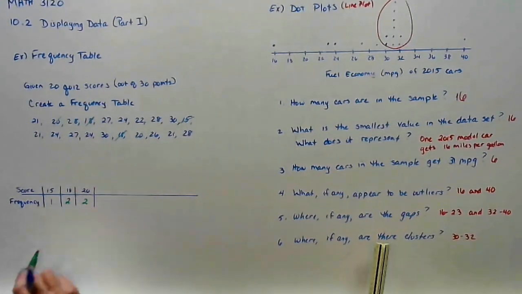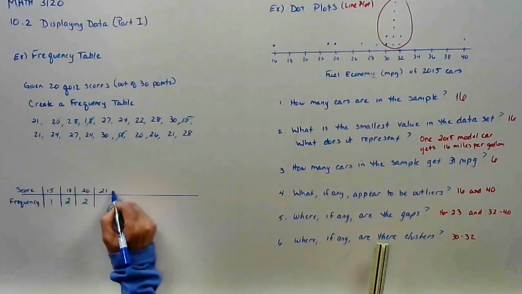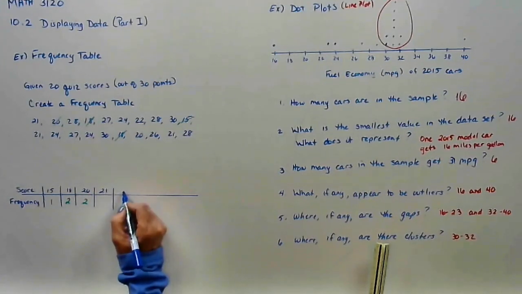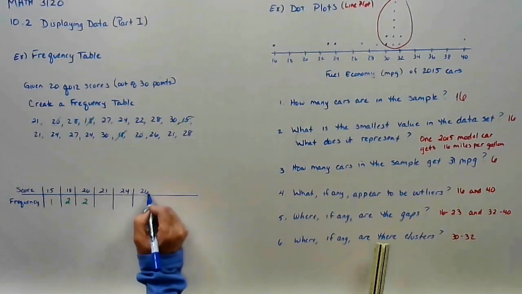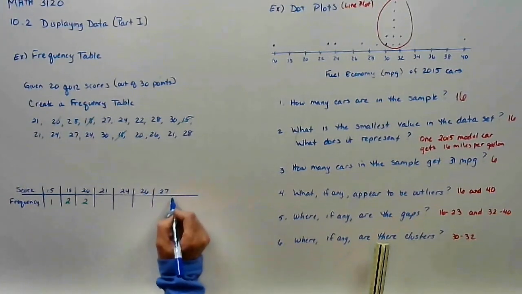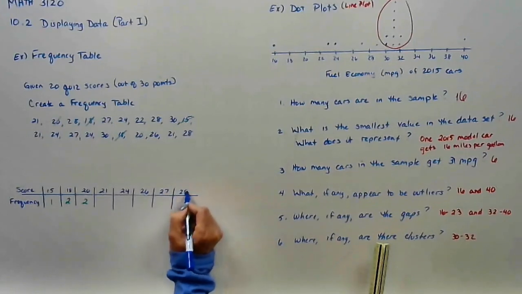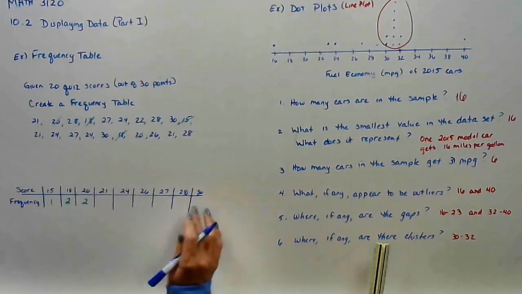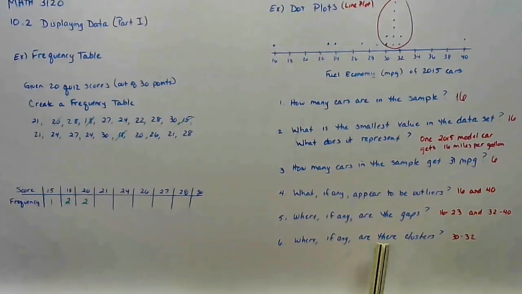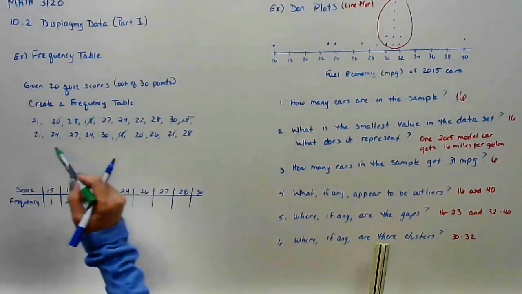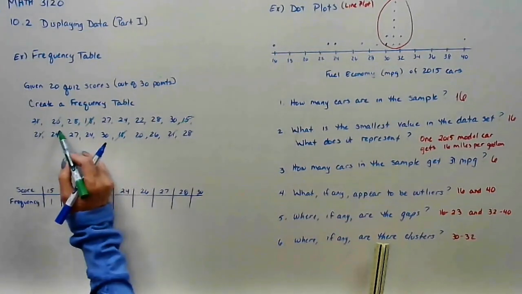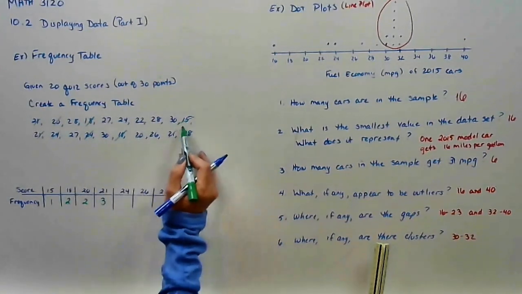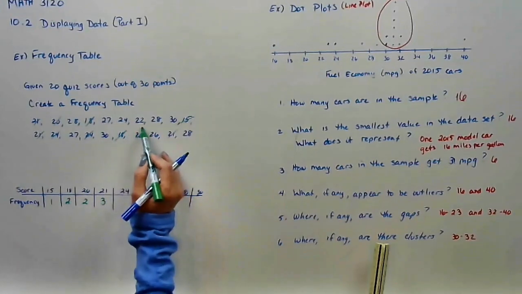I think you have the idea. The next score is 21. Then if I rank it, the next scores are 24, 26, 27, 28, and 30. So I'm just ranking them, putting them in order and then filling it in. Let's see, I have 1, 2, 3 that are 21, 24, 1, 2. I forgot 22, didn't I?